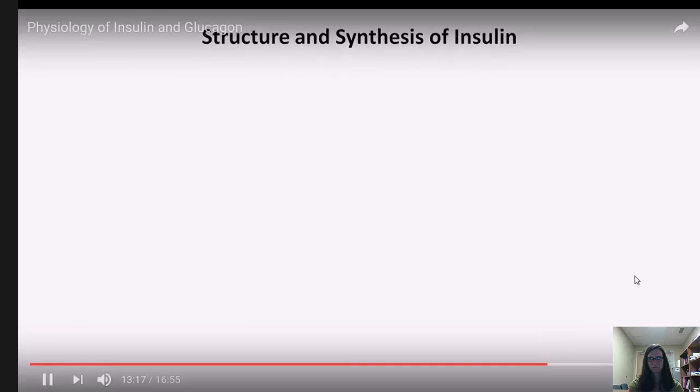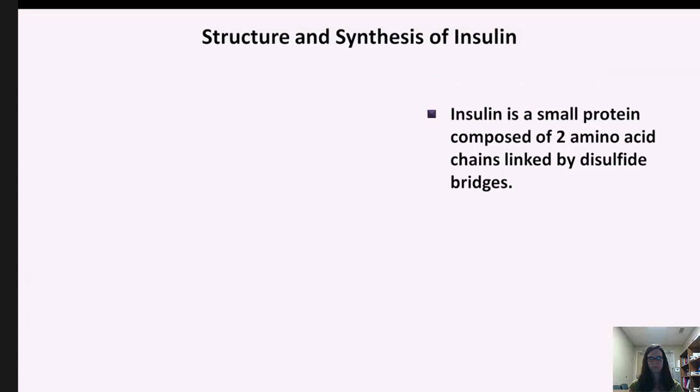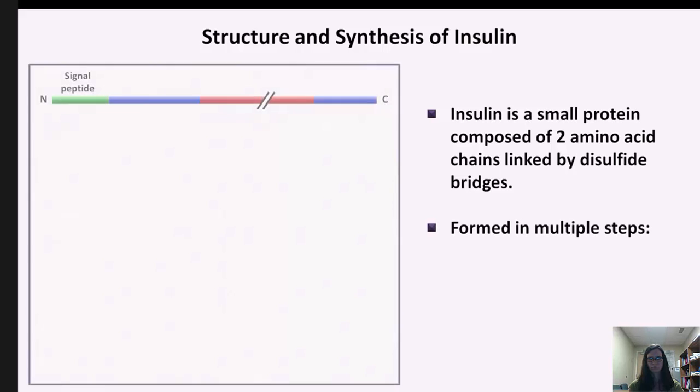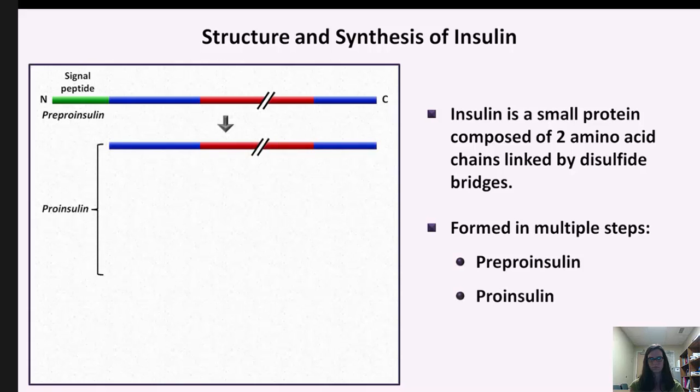An additional topic to discuss is the structure and synthesis of insulin. Insulin is a small protein composed of two amino acid chains linked by disulfide bridges. It's synthesized in four distinct steps. First, a single amino acid chain is formed from routine protein translation. This is known as pre-proinsulin. The signal peptide is then cleaved off in the endoplasmic reticulum, forming proinsulin.